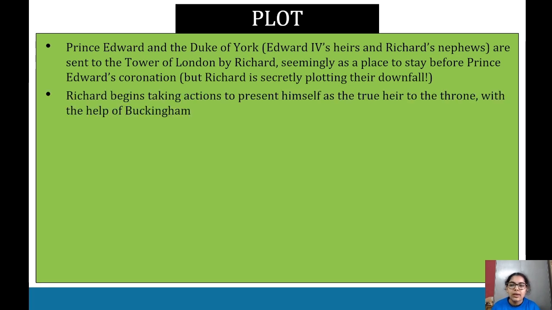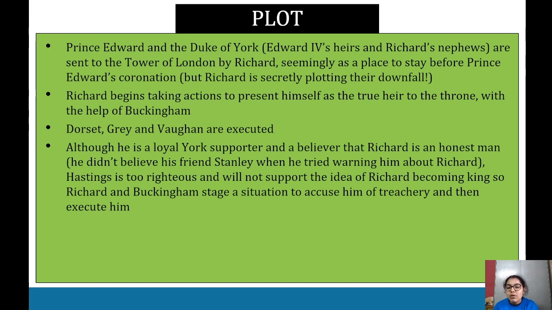Okay. Now, where are we? Richard begins taking actions to present himself as the true heir to the throne with the help of Buckingham. So Buckingham helps him. Dorset, Grey, and Vaughan, the family friends of Queen Elizabeth, Edward IV's widow, they are executed. Although Hastings is a loyal York supporter and a believer that Richard is an honest man, he doesn't believe his friend Stanley when he tries warning him about Richard. So Hastings is too righteous and will not support the idea of Richard becoming king. So Richard and Buckingham stage a situation to accuse him of treachery, and then they execute him.